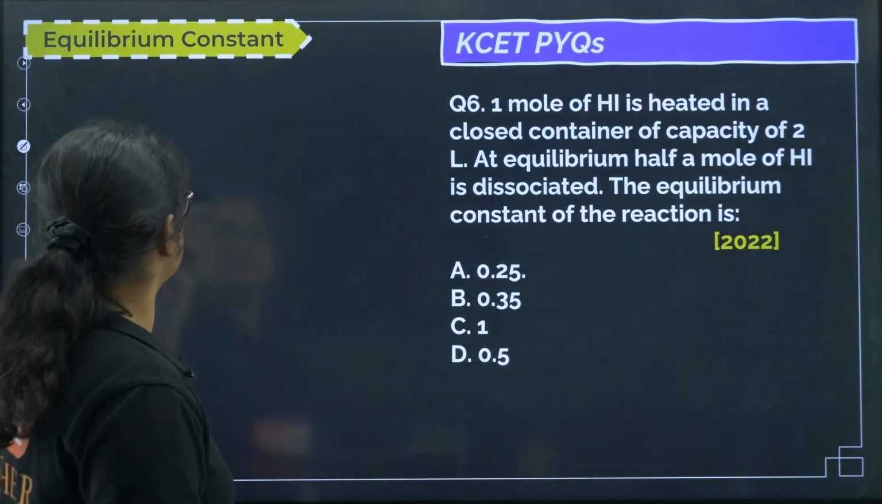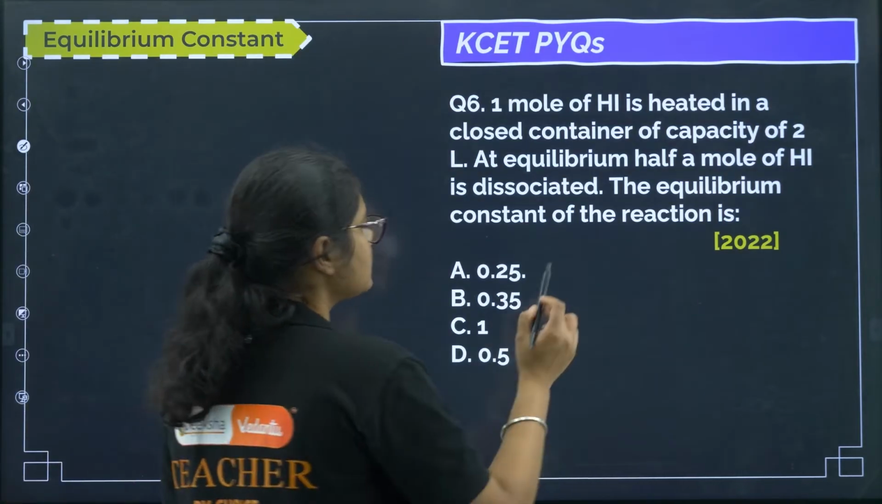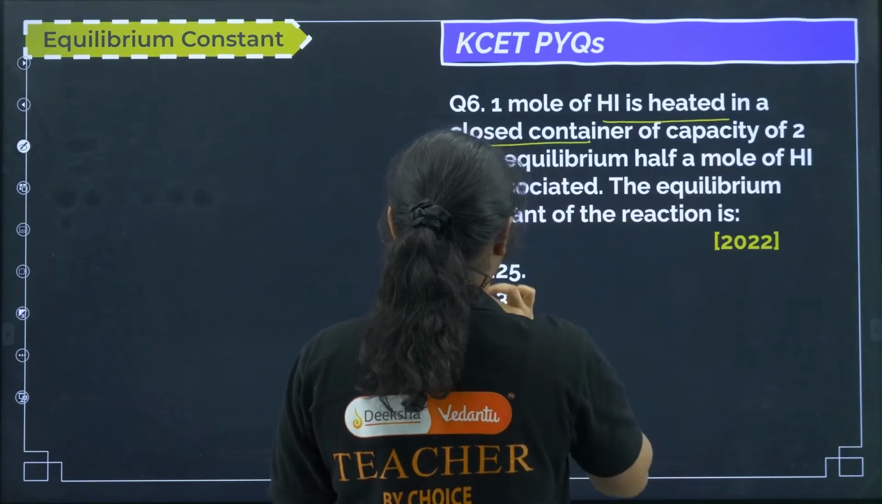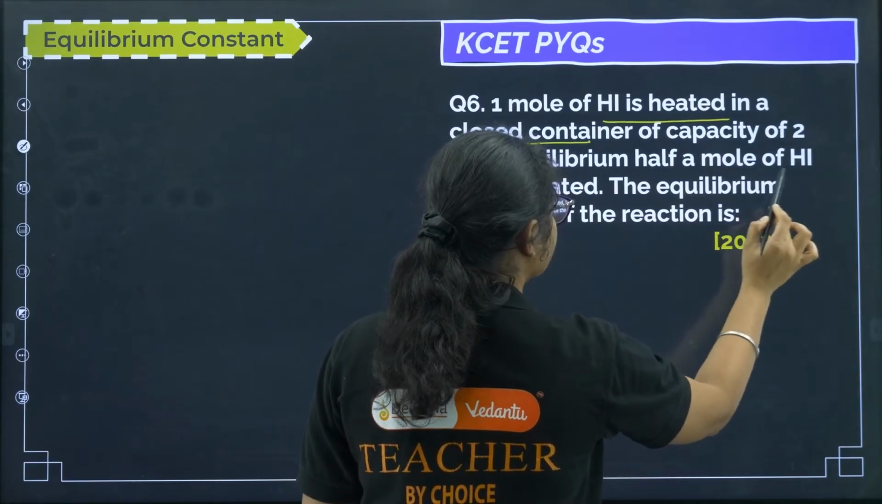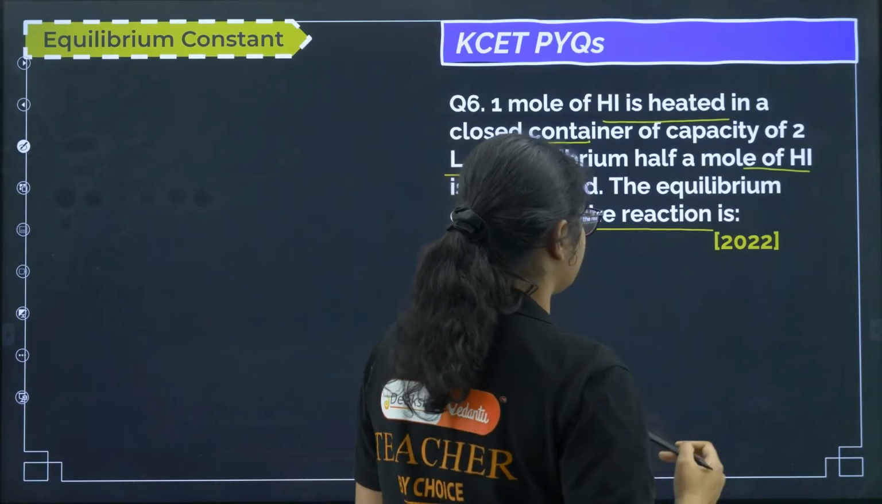Next, question number 6 is on equilibrium constant, the most important topic. 1 mole of HI is heated in a closed container of capacity 2 liters. At equilibrium, half a mole of HI is dissociated. The equilibrium constant of the reaction is.